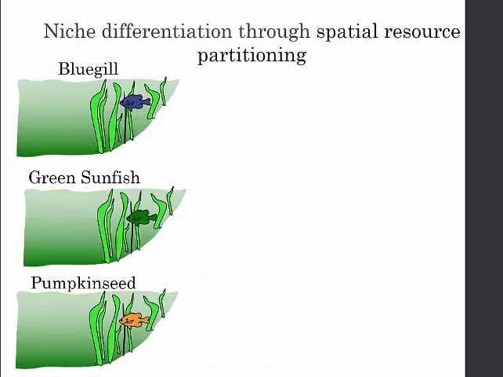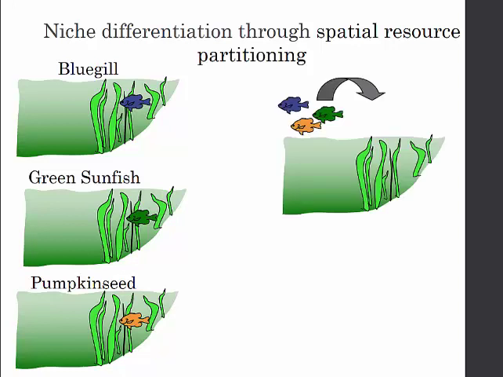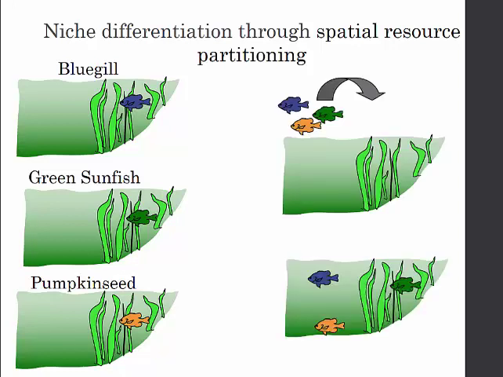Here we have another example. The bluegill, the green sunfish, and the pumpkinseed are all in the sunfish family. They're very similar. And when they live in ponds without the other species, each prefers to hang out in the weeds where they can hide from predators and also find an abundance of prey. However, when all three species are forced to live together through experimentation, each segregates into different zones of the ecosystem. Here the green sunfish gets the weeds because it's the most aggressive of the three species. This is very similar to the barnacle example.